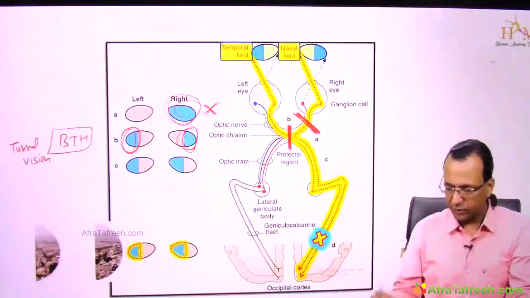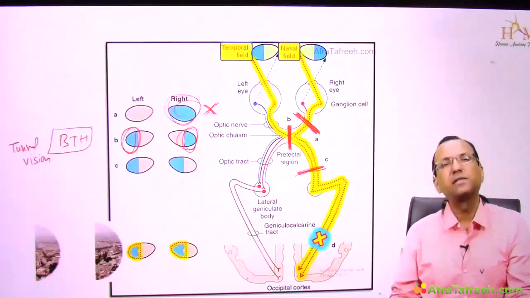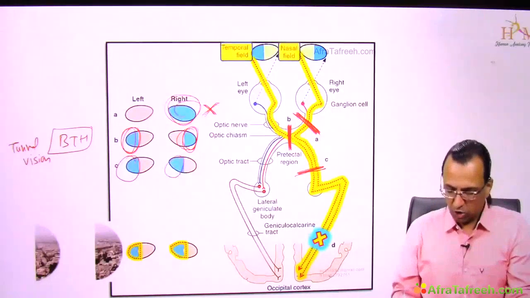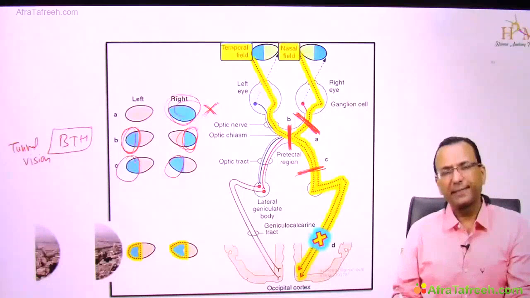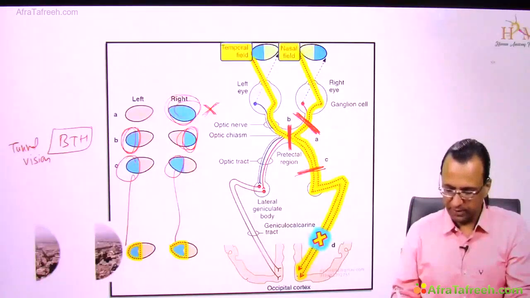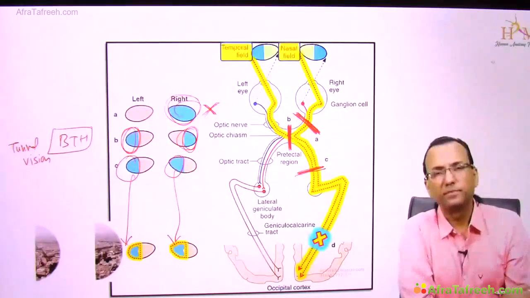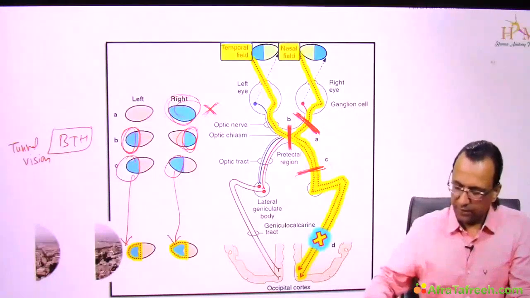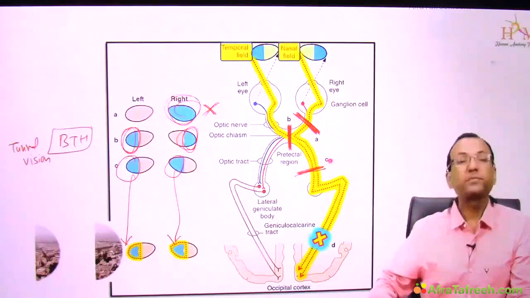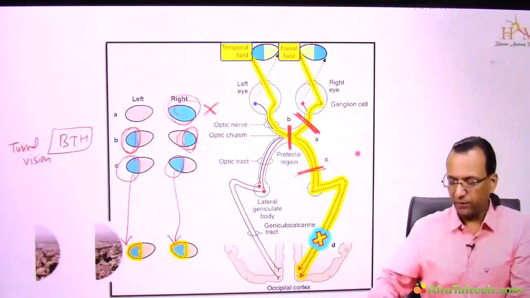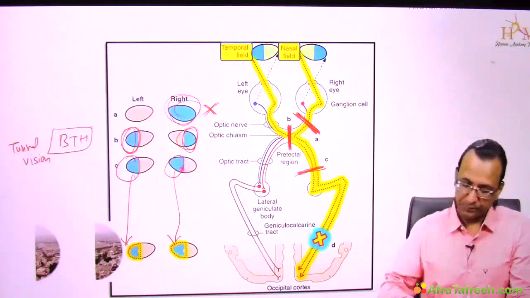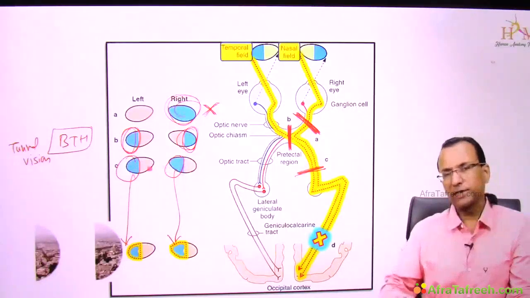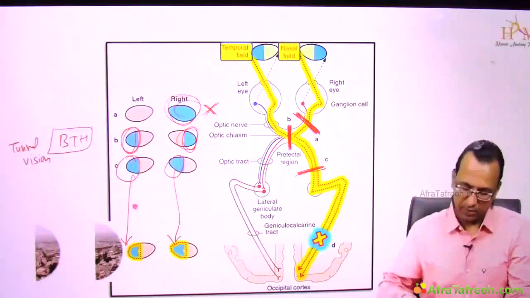And what if I have injury here? Then it is the same as the patient you have discussed. You mean to say contralateral homonymous hemianopia? Yes, they are the same. If you have injury of the optic tract, there will be the same type of patient, contralateral homonymous hemianopia. But there is one difference. What is the one difference?